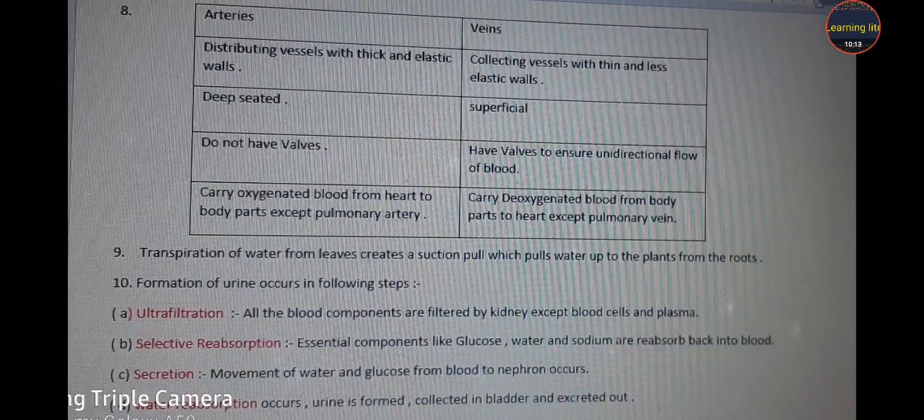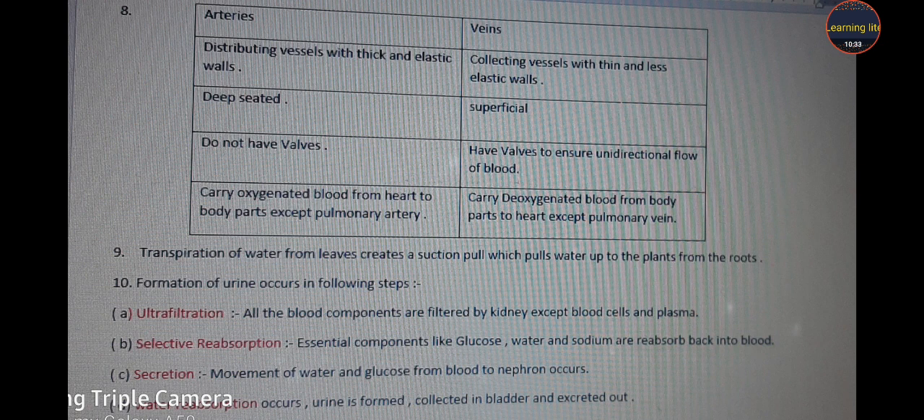Next, our 8th question, student. Difference between artery and vein. We discussed it earlier in the last worksheet. The 9th one, transpiration of water creates a suction pull. We also discussed it. 10th, formation of urine. So student, there are four steps. First, ultrafiltration.